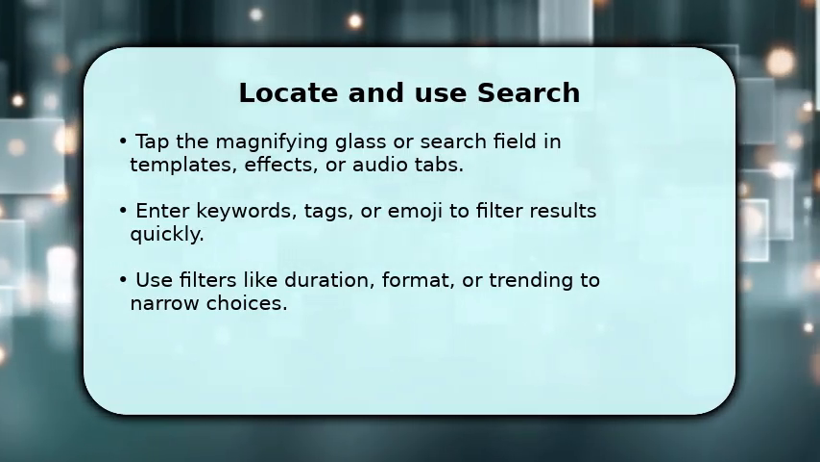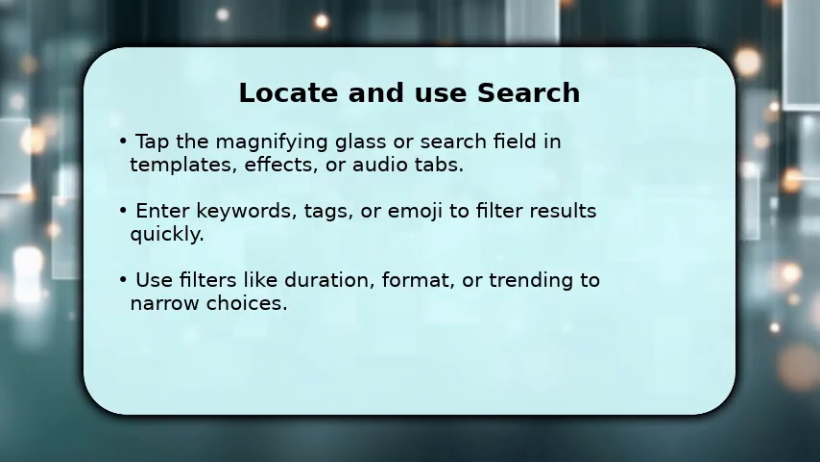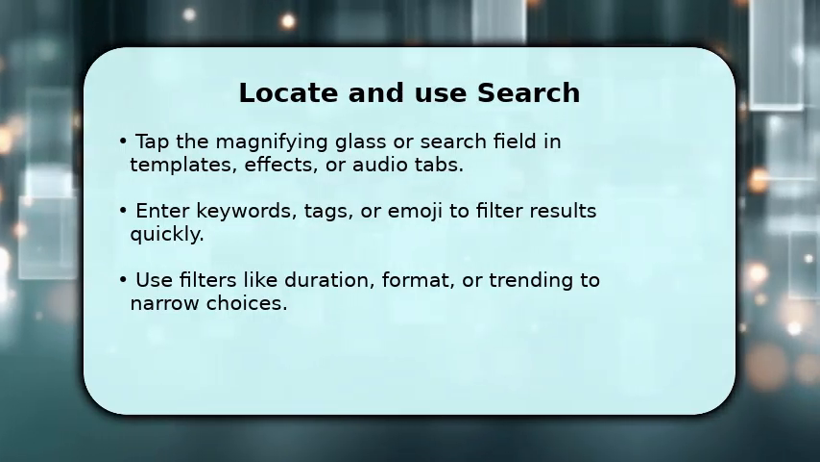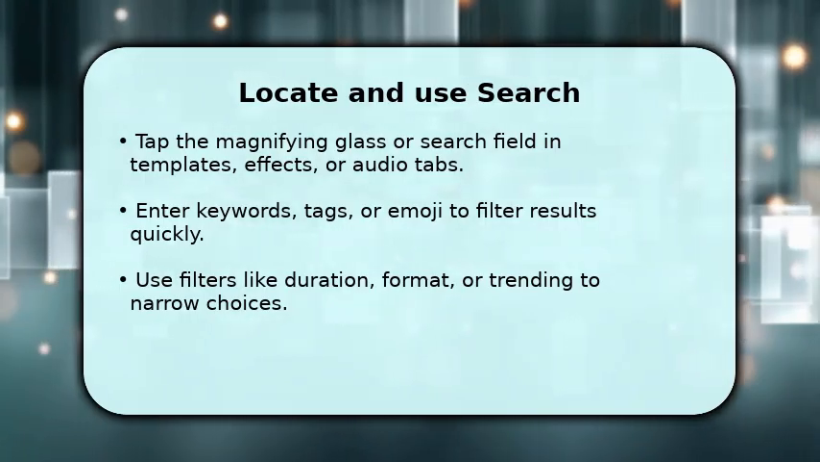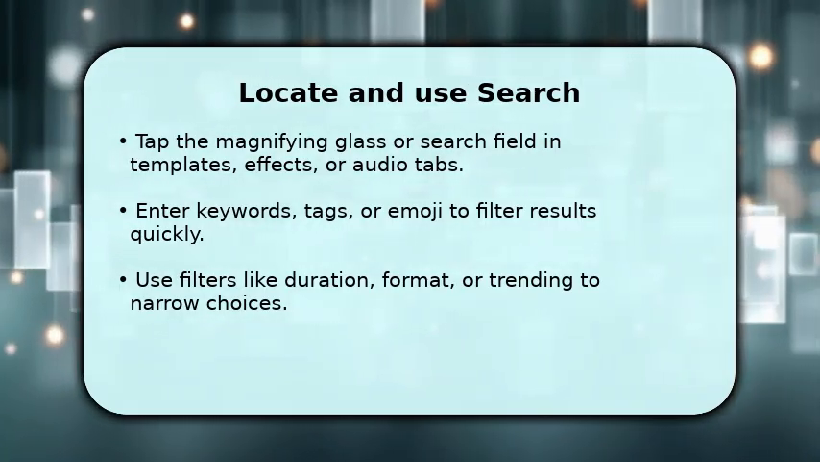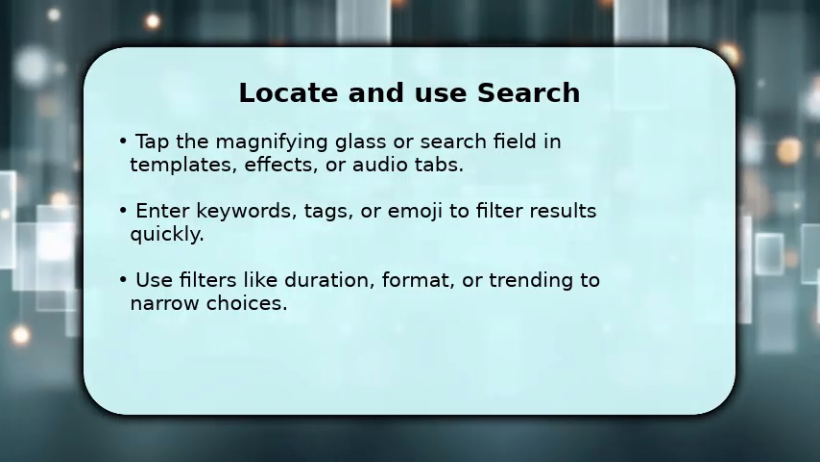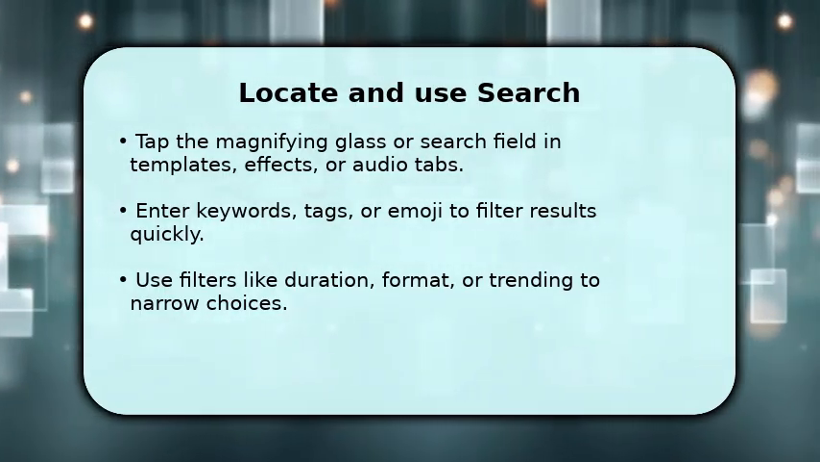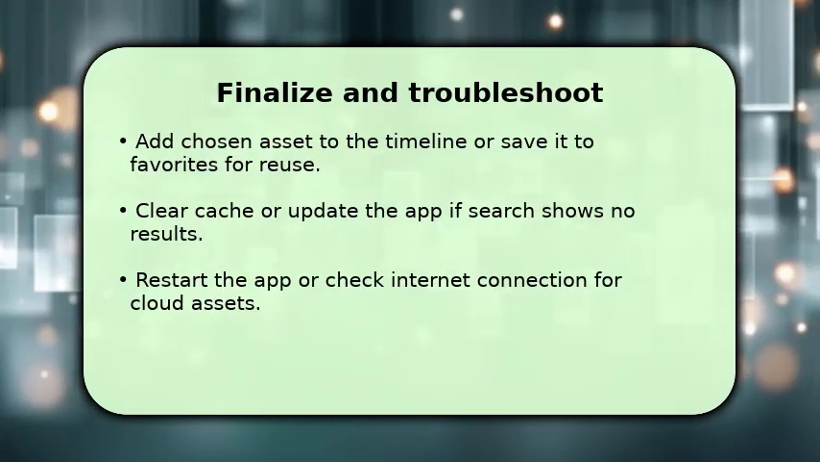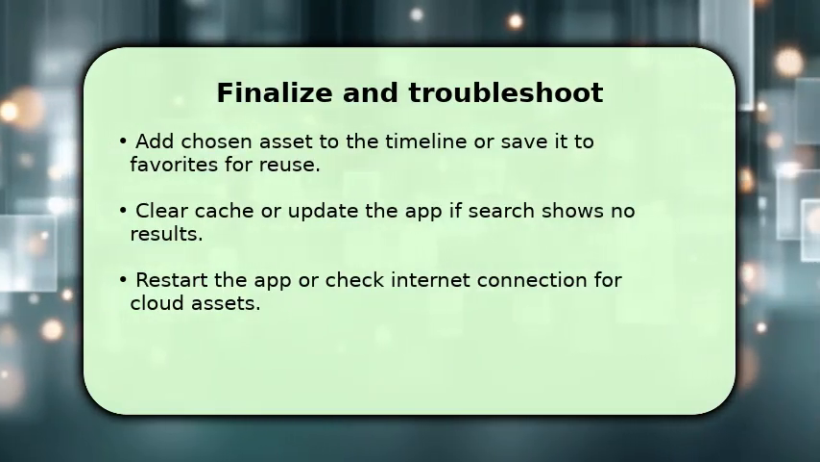Once you've typed, hit enter or the suggestion to see results, then use on-screen filters such as duration, popularity, or format to refine. If needed, switch tabs to apply search across different asset types and preview items before adding them to your timeline. Finish by tapping an item and choosing Add or Apply to put it into your timeline. Make sure it syncs and plays back correctly.